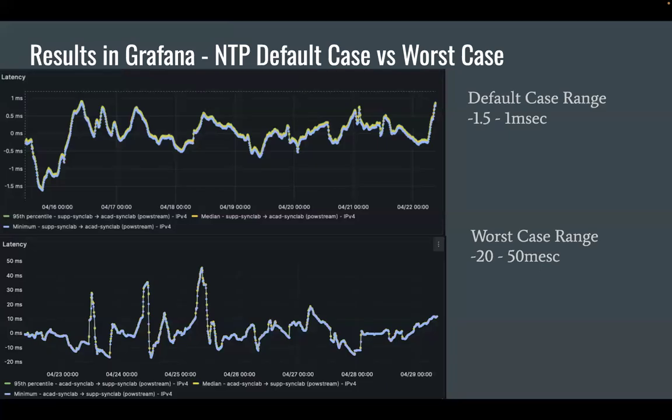These two graphs are for the next two test scenarios, the default case and the worst case. And again, you'll see that the ranges increase from negative 1.5 to 1 millisecond. And again, much more variation. And the worst case is just all over the place. I mean, there were some test runs where I was getting 40 milliseconds between these two nodes, and they were within 5-minute walking distance of each other.